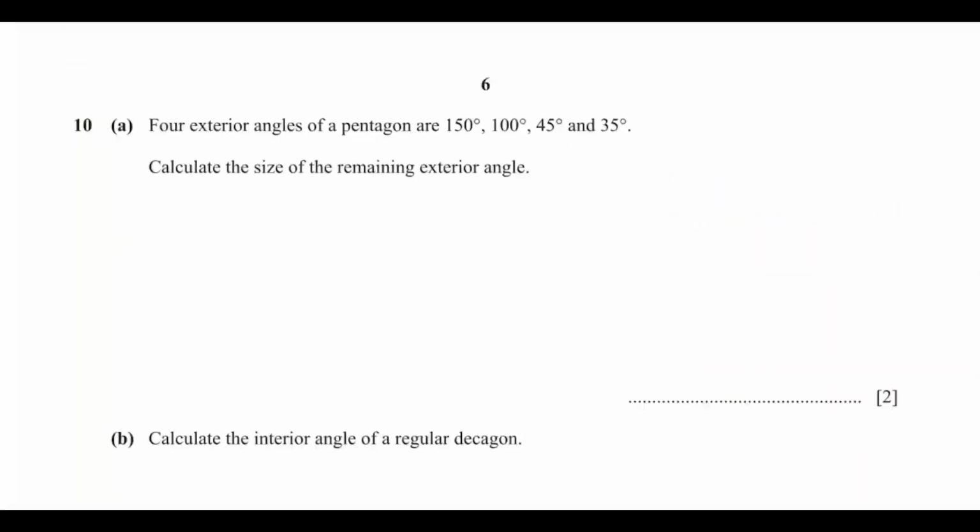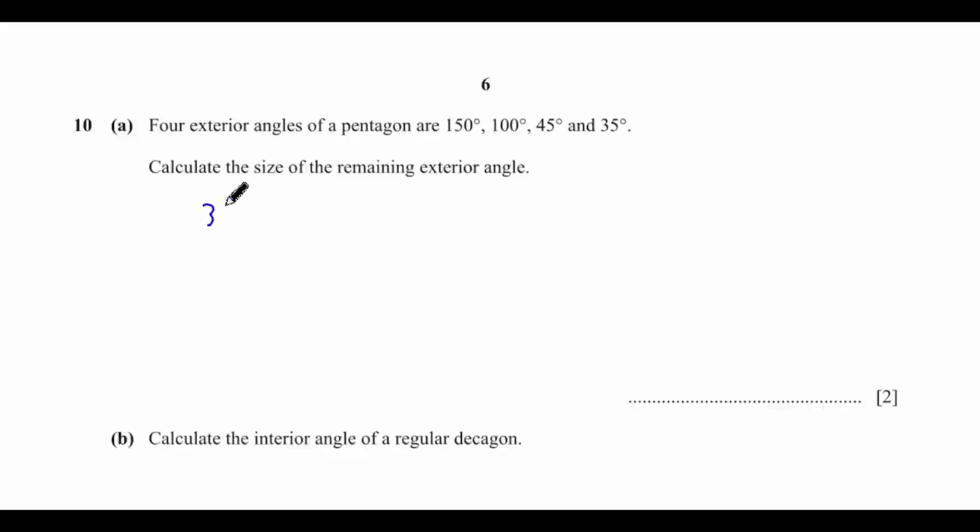So that will be question 10. 4 exterior angles of a pentagon are 150 degrees, 100 degrees, 45 degrees, and 35 degrees. Calculate the size of the remaining exterior angle. So we have a shortcut here. The sum of exterior angles of any polygon is 360 degrees. The sum of exterior angles of all polygons should add up to 360 degrees. So we can get the fifth exterior angle.